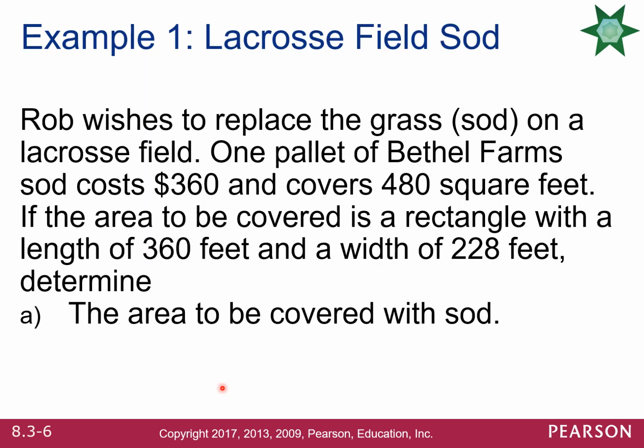Now let's work on some calculations based on measurement of perimeters, areas, and so on. The first example is on placing sod or grass on a lacrosse field. So Rob wishes to replace the grass or sod on a lacrosse field. One pallet of Bethel Farm sod costs $360 and covers 480 square feet. If the area to be covered is a rectangle with a length of 360 feet and a width of 228 feet, determine the area to be covered with sod.